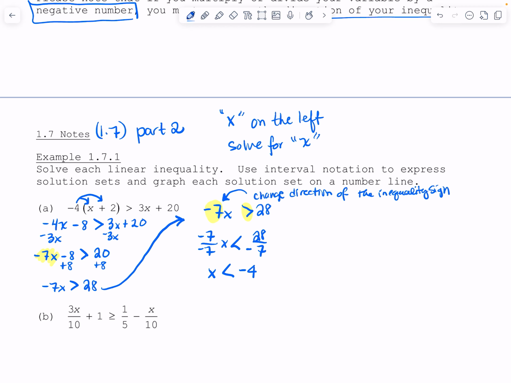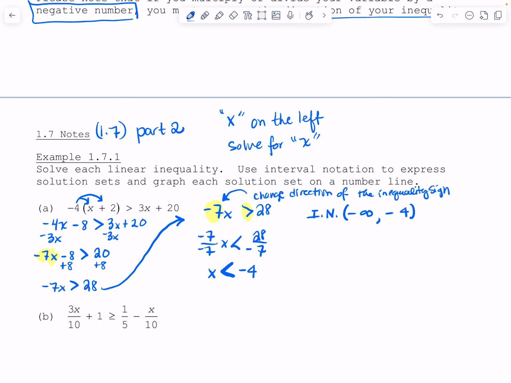If I write this up in interval notation, then all my values of x are smaller than -4. So -4 is not included, and if I look at the inequality, think of it like an arrow. It's pointing to the left. So it's going to -infinity. So in interval notation, it's -infinity to -4 with a parentheses and not a square bracket.